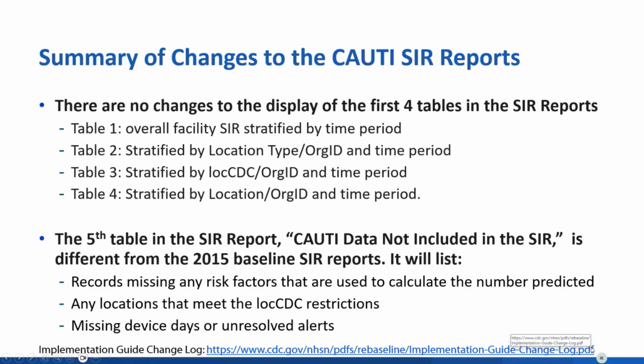So now it will list any records missing risk factor data that are essential for calculating the predicted number of infections. It will include locations that meet the local CDC restrictions and are not eligible for inclusion under the 2022 model. And finally, records with missing device dates or those with unresolved alerts that prevent them from being used in the SIR calculation. This level of detail really helps facilities better understand gaps in their data and take corrective action if needed.